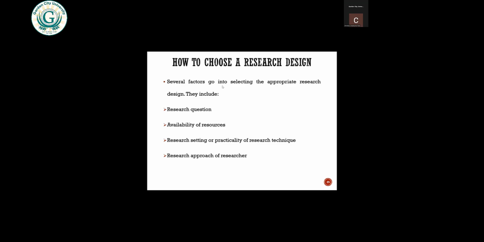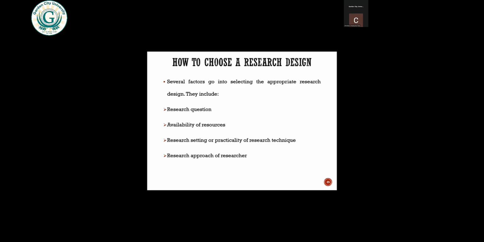Yes, most of you are right. It will be qualitative, because you'll be asking how she feels. That would be qualitative. So the type of research question would also navigate you on the type of research design to choose.